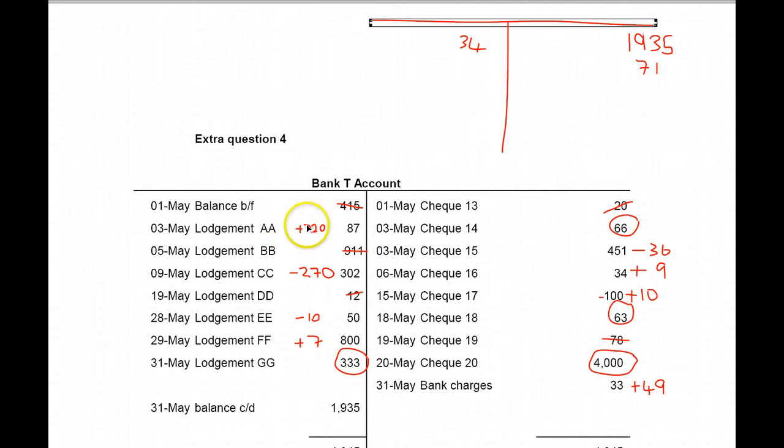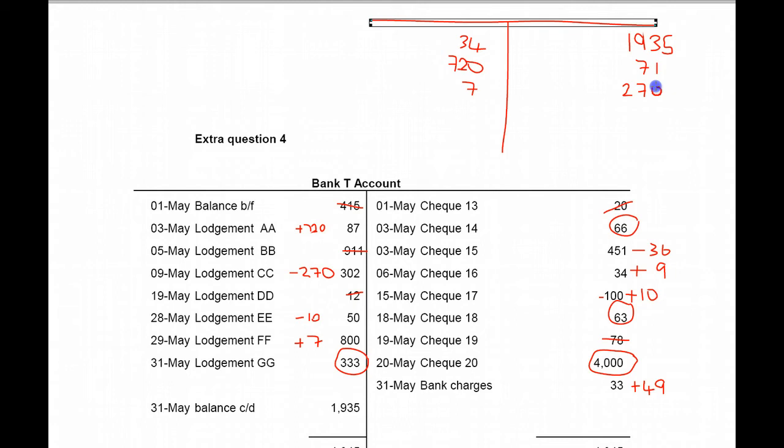Then the adjustments are quite easy to do. If it's a plus, you put it in the same side. If it's a minus, it goes the other side. So lodgement AA plus 720. Now you'll be putting in descriptions, and I'll show you what it looks like. Another plus here is plus 7. So the two corrections, this plus and this plus, go on the same side. The two minuses just are shown on the opposite side.